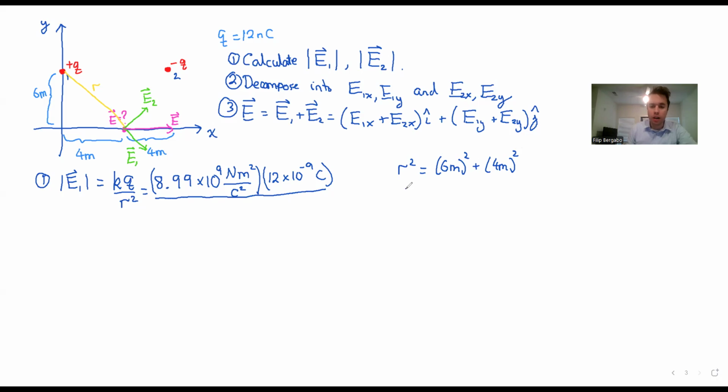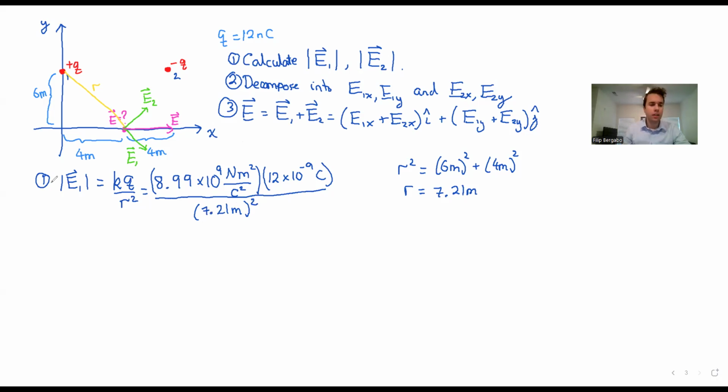And if you calculate this out, you will find, let's see, I did this earlier. This comes out to around 7.21 meters to three significant figures. Okay, so I took the square of 6 and the square of 4, added them together, and then square rooted. So we can now put that down here in the bottom. This is 7.21 meters squared.